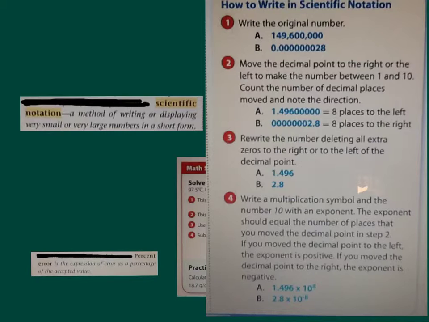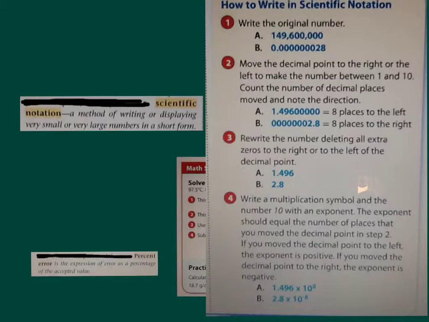Now, step number 3. You're going to rewrite the number, deleting all extra zeros to the right or to the left of the decimal point. So if you take a look at how many zeros we had right here, we've deleted them at this point. There's no extra zeros. Same with this number here. We've deleted all the extra zeros and come up with just the number and the decimal point.